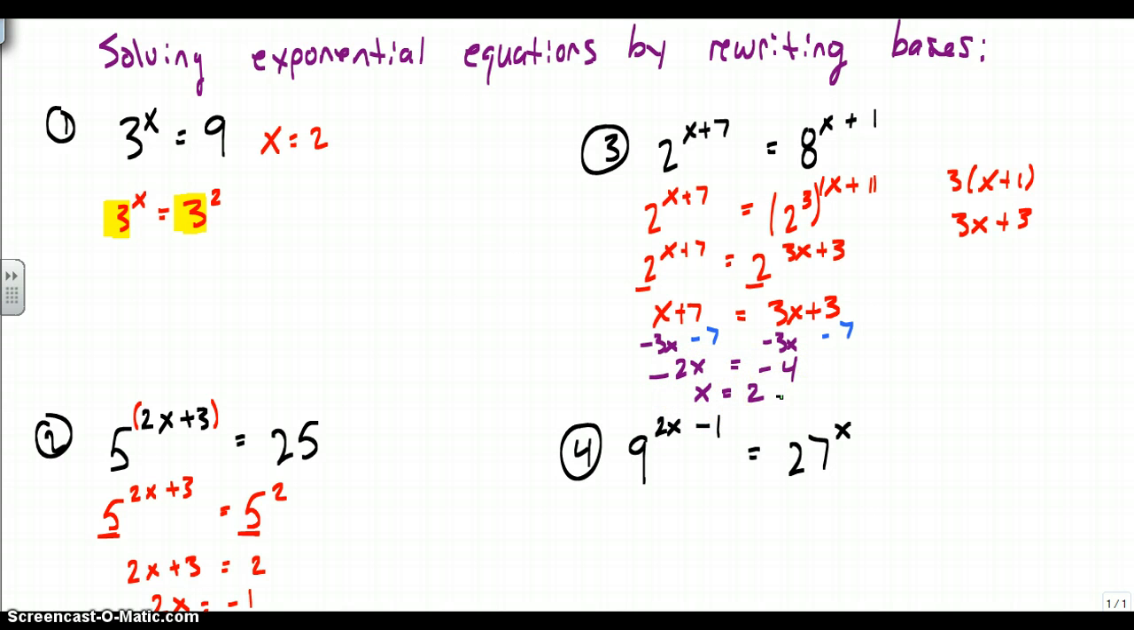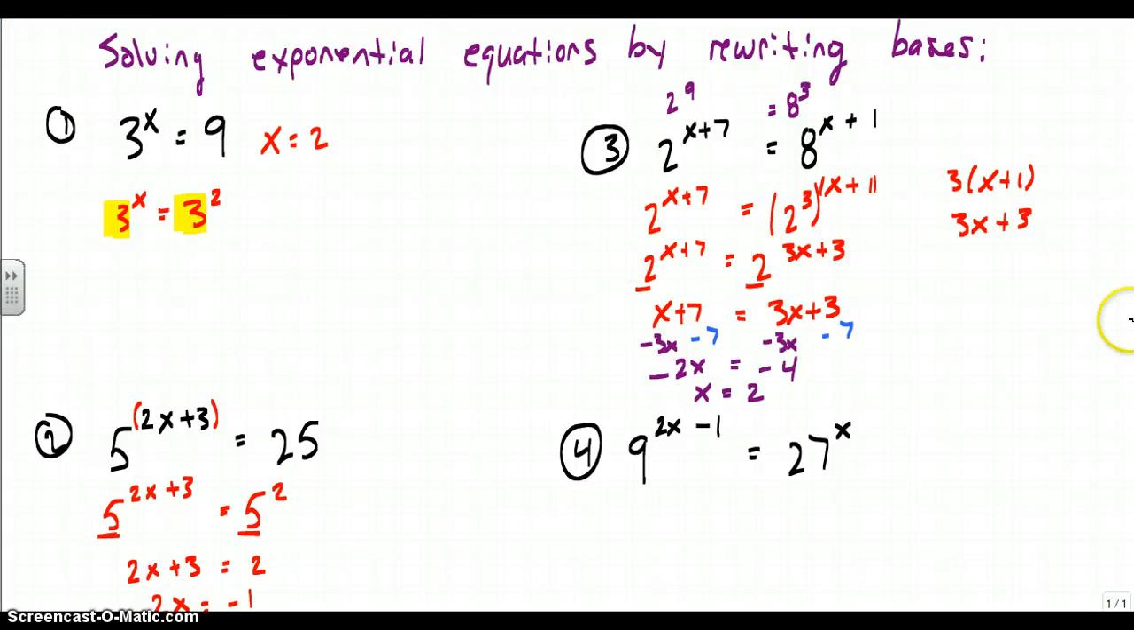So the only value for x that satisfies this equation is when x equals 2, which makes sense because this is 2 to the 9th, and this is 8 to the 3rd. If you plug those numbers in your calculator, you will get the same answer.